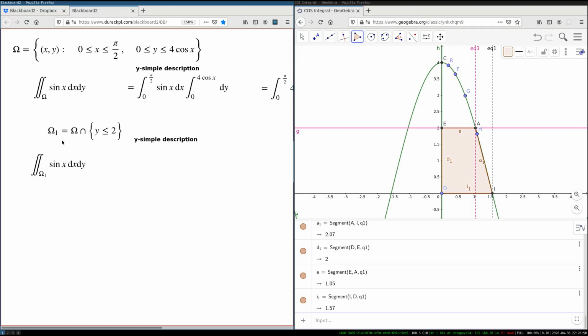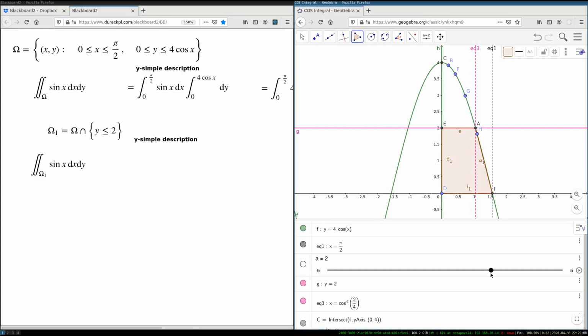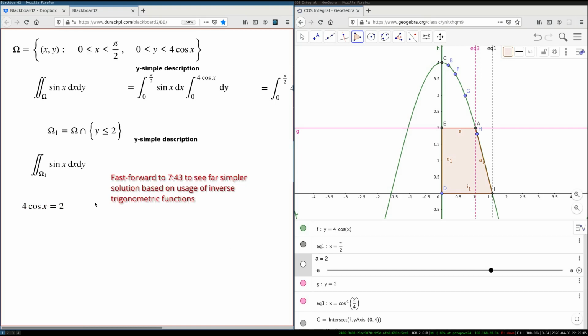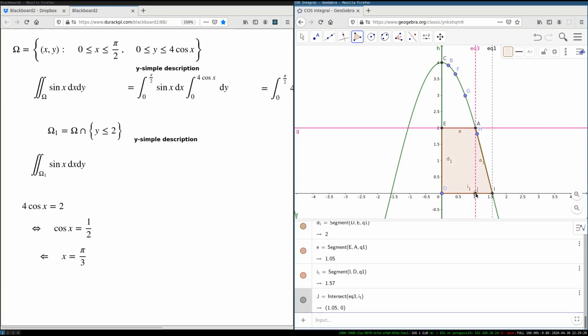This time, before we can present the computation, we need to identify point A on the graph, the one which represents the intersection of the horizontal line with the arc of the cos wave. Finding that point involves solving this trig equation, which is equivalent to cos x equal a half, and one of the solutions is pi on 3. This is the angle here, the point which represents the solution to the intersection.